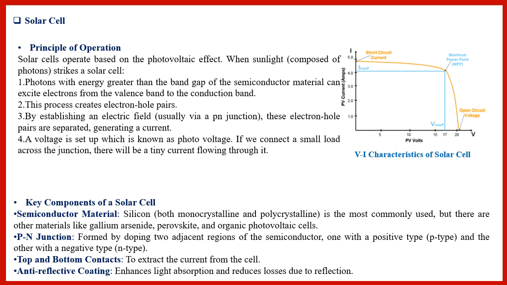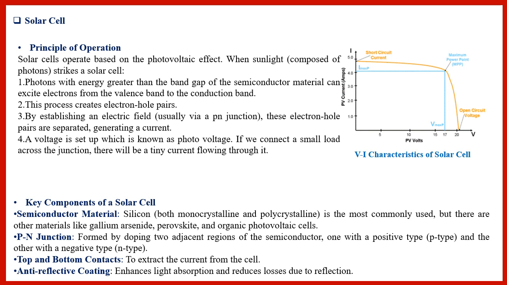The free electrons in the depletion region can come quickly to the n side of the junction. Similarly, holes in the depletion region can come quickly to the p side. After a sufficient amount of transfer of the carriers, no more carriers can move because of the potential difference. As the concentration of electrons and holes becomes more on their respective sides, the PN junction will behave like a small battery cell. A voltage is set up which is known as the photovoltage. So if we connect a small load across the junction, a tiny current flows through that particular circuit. So this is how a solar cell works.